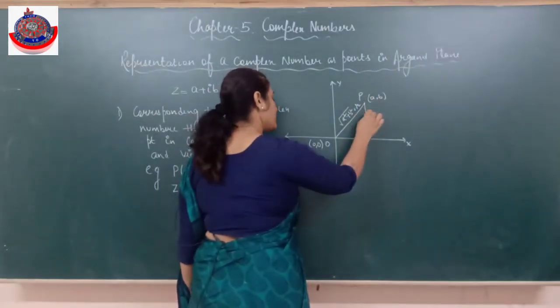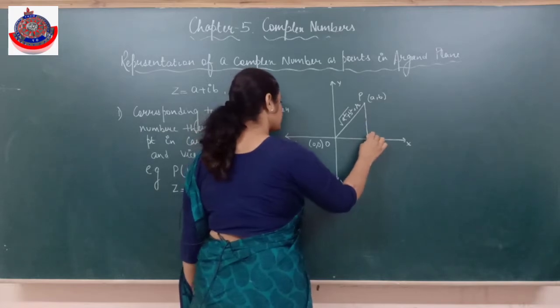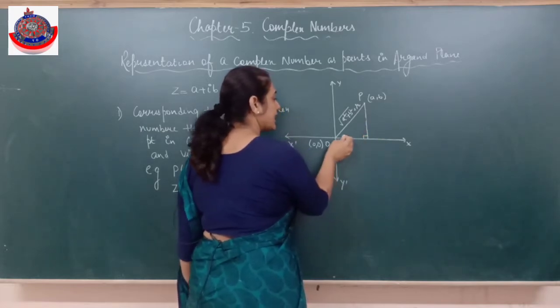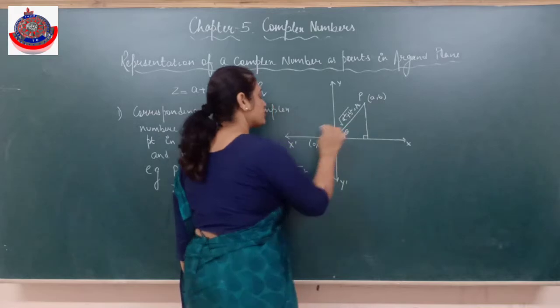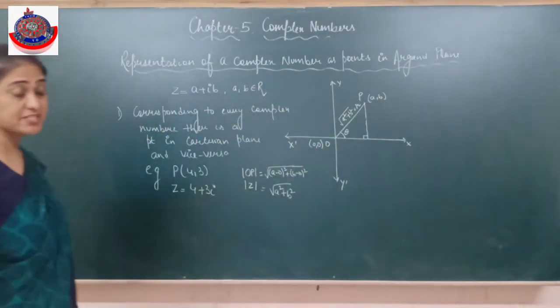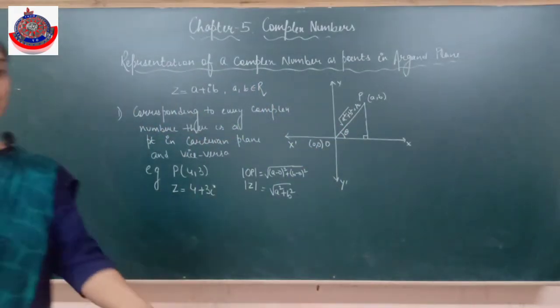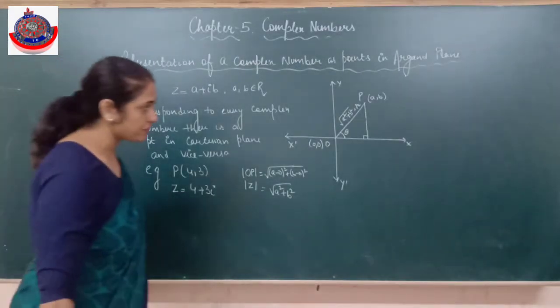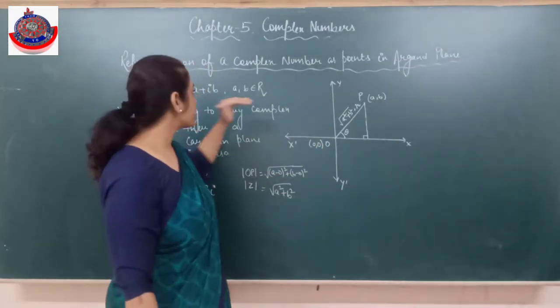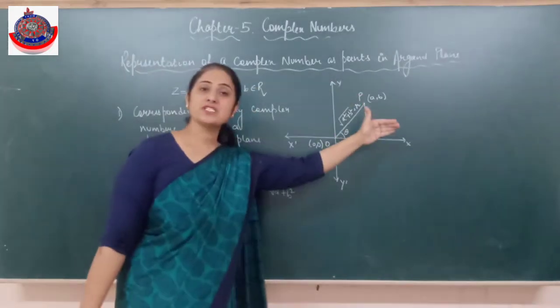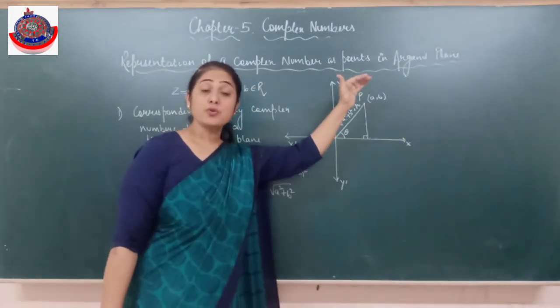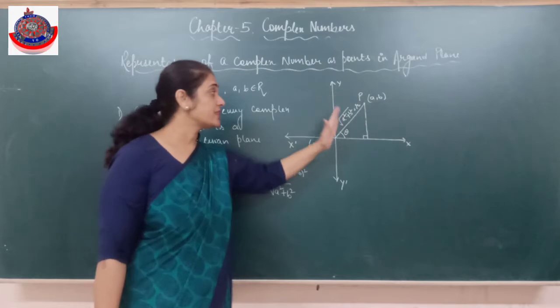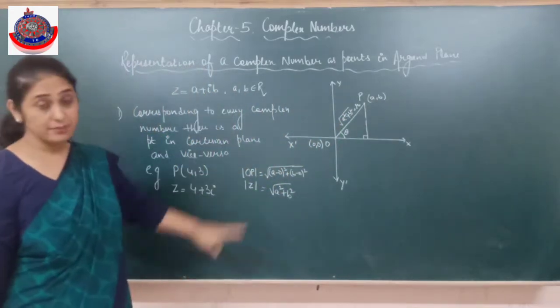If I draw a perpendicular, the angle which OP makes with the positive direction of x-axis is represented by theta. This will be the next topic. Alright, this will be known as the argument of a complex number. Later on we will do it. So is it clear? Corresponding to every complex number, there is a point in the Cartesian plane. Corresponding to every point in the Cartesian plane, there is an associated complex number.